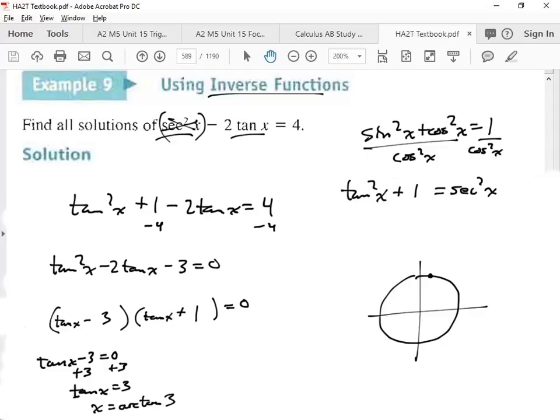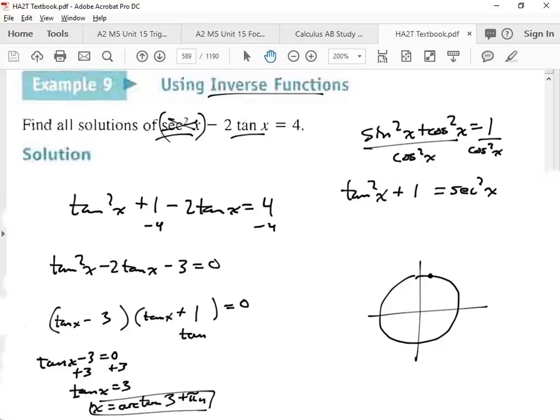Oh, wait. We got to add the period to it. What's the period of this tangent? It's just pi. So I'm going to add pi n. Boom. Okay, so there is part of your solution. Okay, let's do it with the other guy.